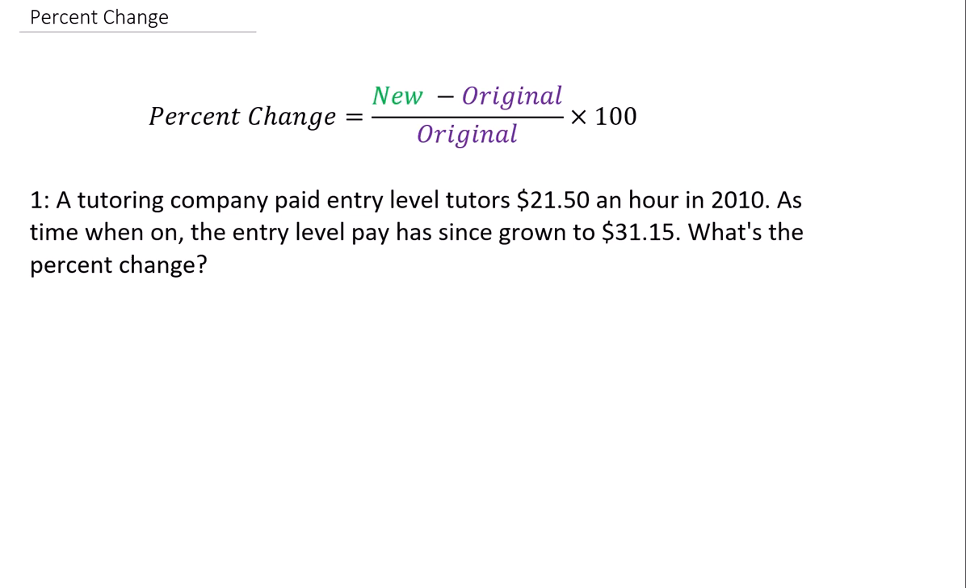And we'll use our formula here to calculate that percent change. First thing we had to do is identify the new versus the original value. So first I like to identify the original value, and the first number that came first was in 2010. Tutors were making $21.50. That came first, so we treat that as the original value. And then time went on and tutors were making $31.15. So that's going to be the new value. That came second. So I'm going to set up my formula.